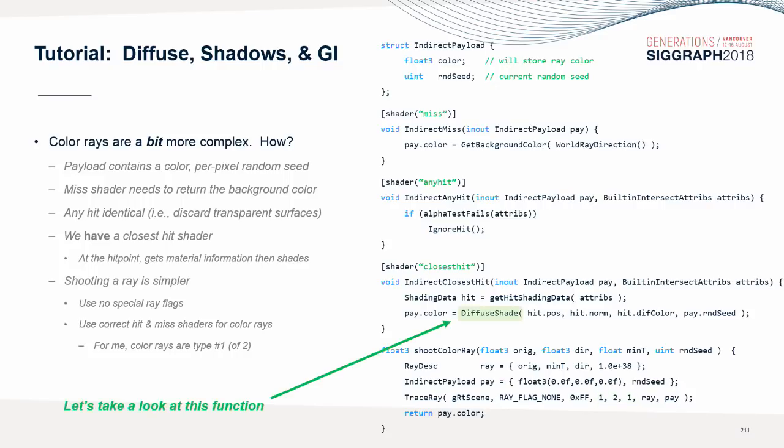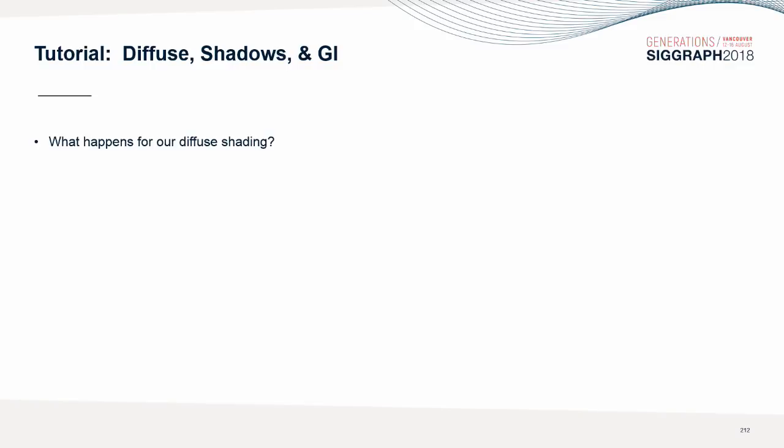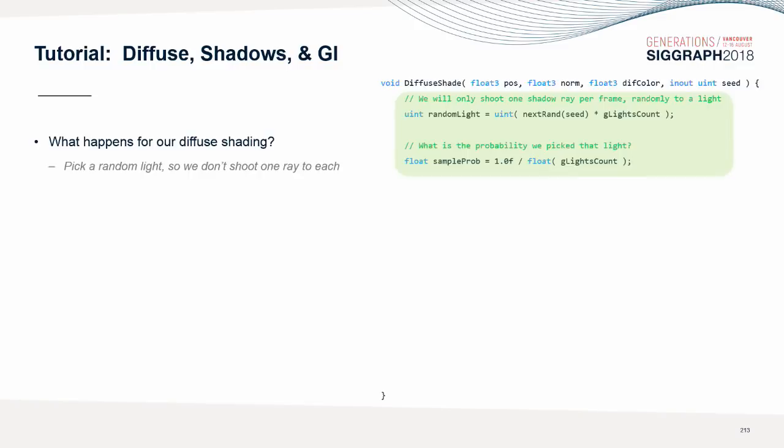So now let's take a look at this function, diffuse shade. What happens here? In diffuse shade, the first thing I'm going to do is pick a random light to do direct lighting from. I'm not going to shoot a shadow ray to every light, just to a random light. I pick one of the lights in my scene randomly, and I define the probability of sampling that light. I'm going to sample them uniformly, so it's 1 over the number of lights. And you'll see why I get to this in a moment.